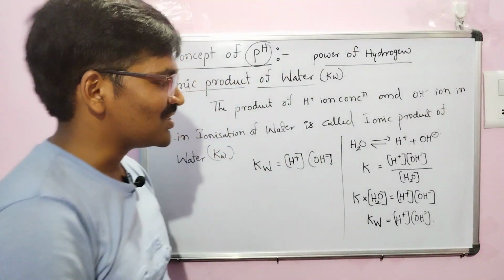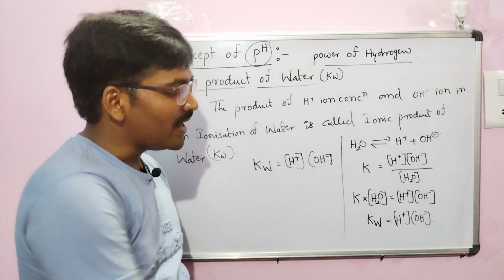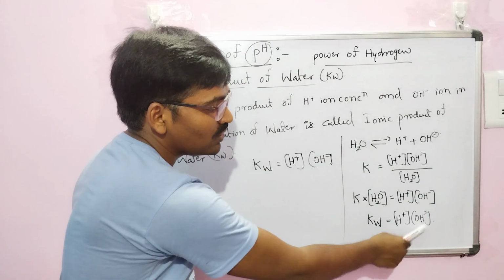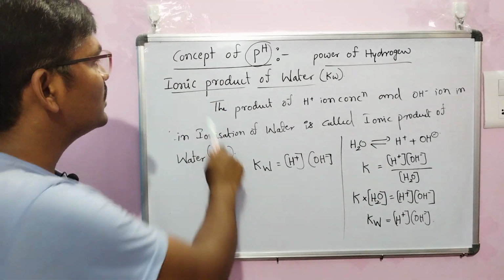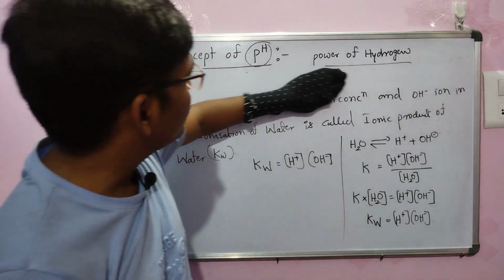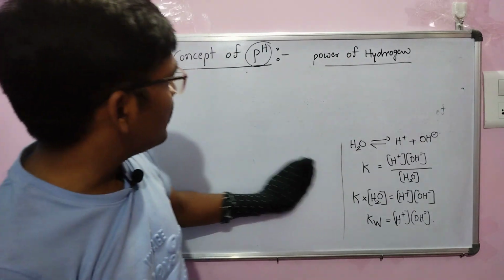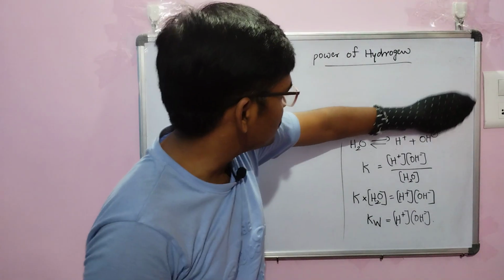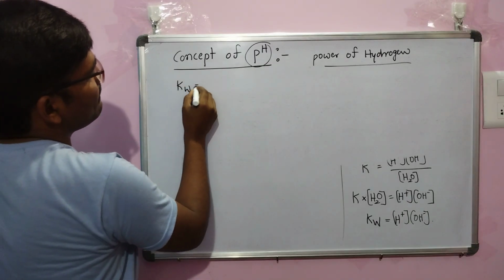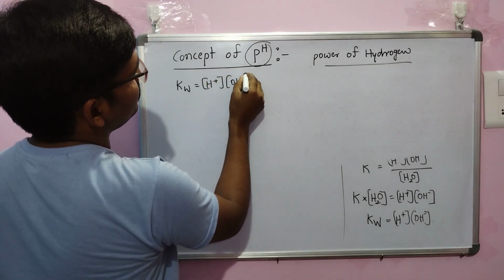So I hope you understand. It is the ionic product of water I told. The ionic product of water equals the concentration of H plus ion into OH minus ion, so that is what we are calling the ionic product. So Kw equals H plus ion concentration into OH minus ion concentration.